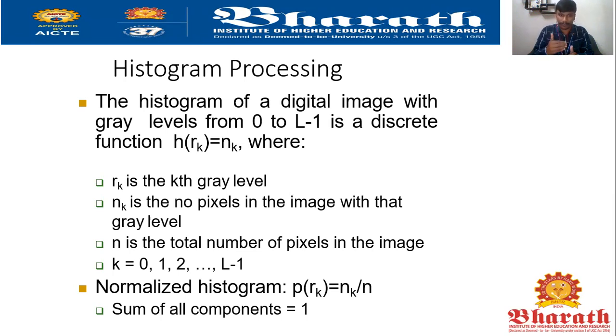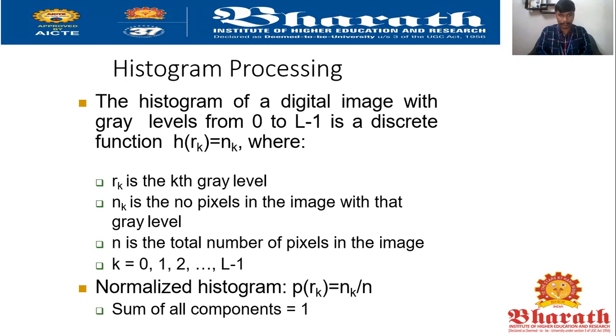So for finding the discrete function, this is the formula: h of r of k is equal to n of k. First, we have to know what H is. H means the processing image called histogram. H will be representing the histogram processing. r k will be the gray level of the image which has been taken as the sample for processing that image. So r k will be denoting the gray level of the image, and n k will be denoting the number of pixels in the image with that gray level.